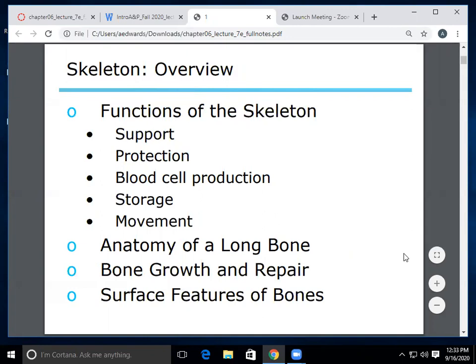All right. So what we're going to learn, we're going to learn about the anatomy of a long bone. We're going to learn about how bones grow and repair themselves. We're going to learn about surface features, okay, of the bones.